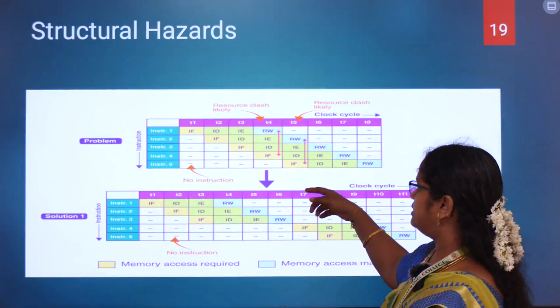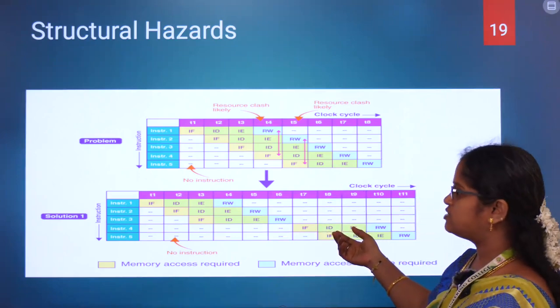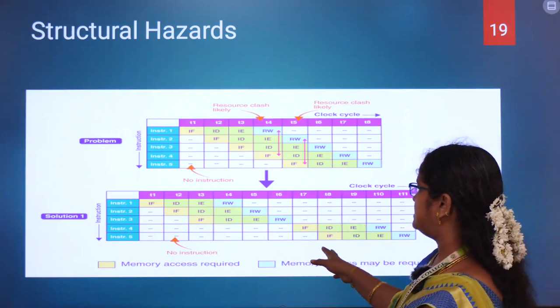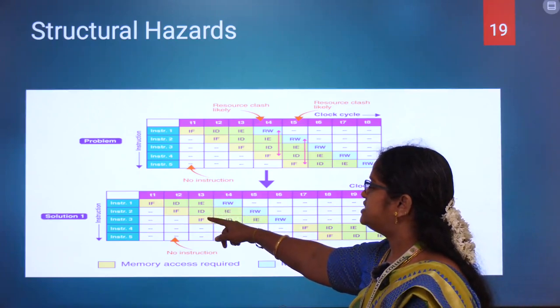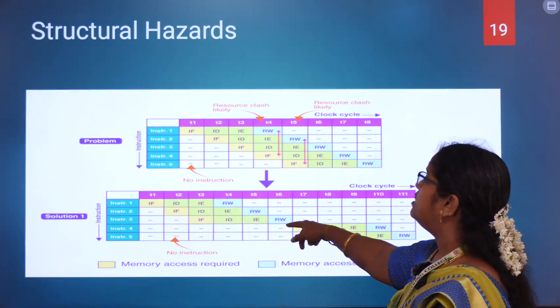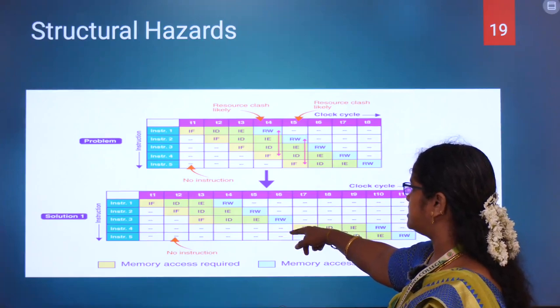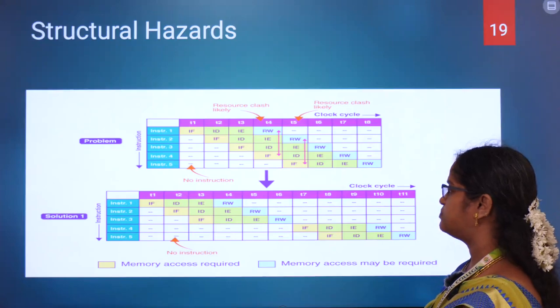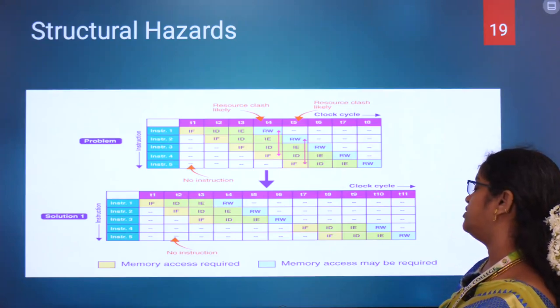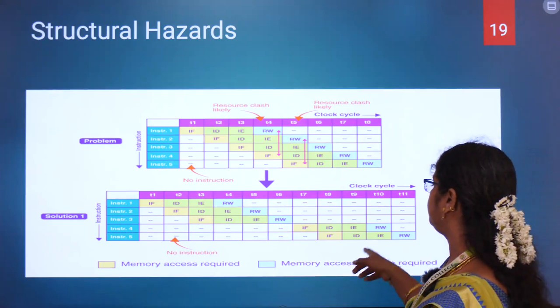So how to overcome it? For the problem to be solved, we have to segregate those instructions into different clock cycles. The first instruction, second instruction, and third instruction are using clock cycle one up to the 6th clock cycle. Again from the 7th clock cycle onward, the next 4th instruction has to fetch, decode, execute, and write the result.